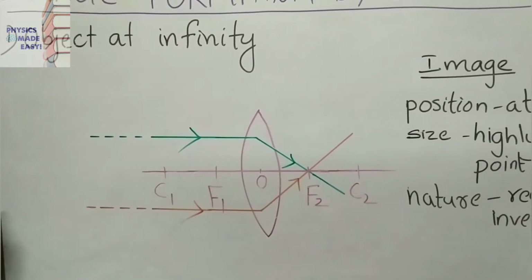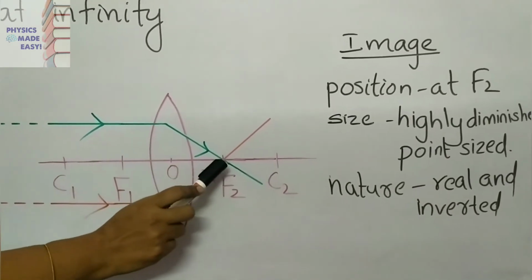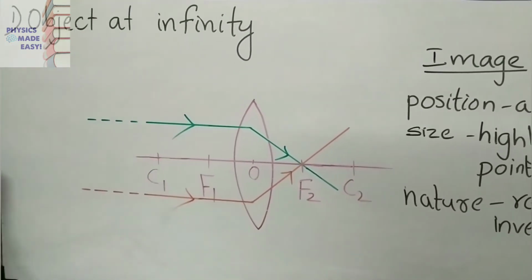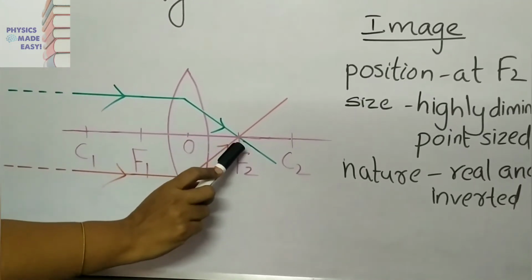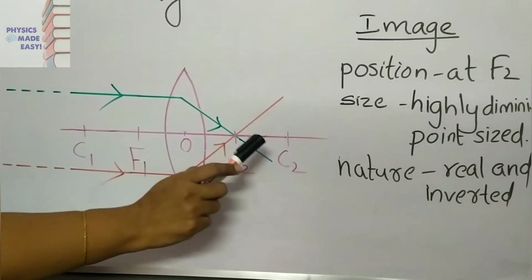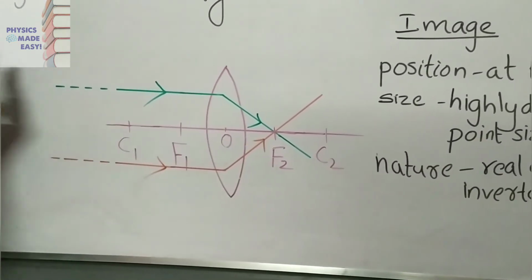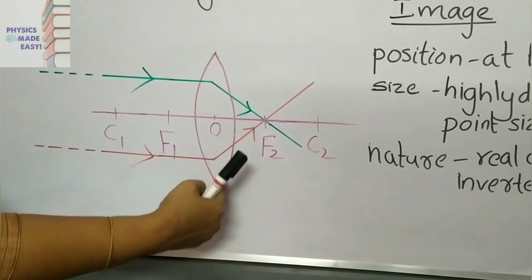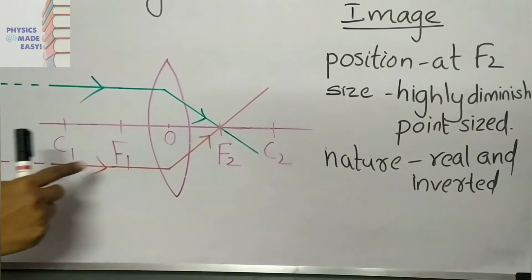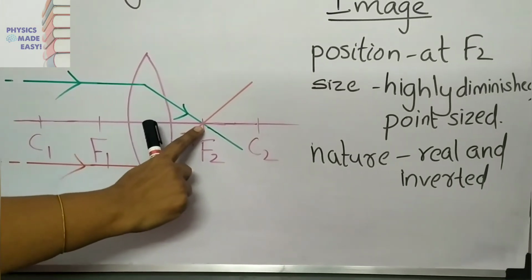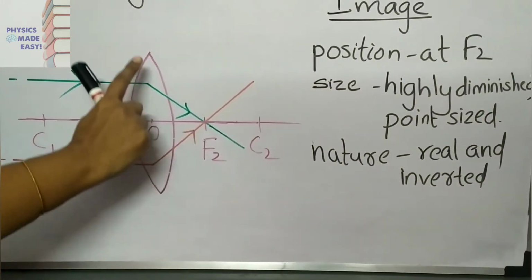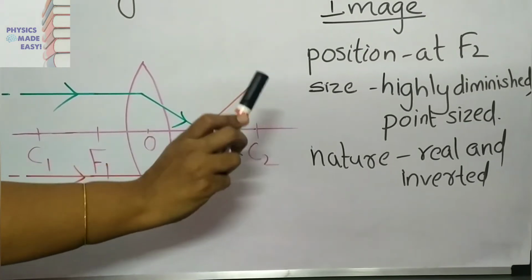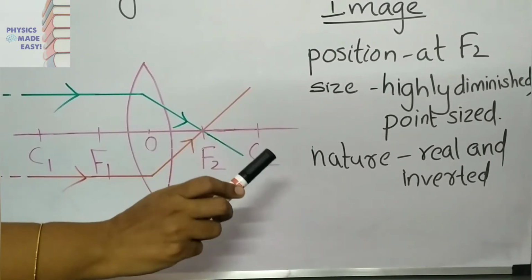So what is the position of that image? At F2. Position of that image is at F2. If you are considering object is at infinity, you will get that image at principal focus on the other side of the lens. Here you can see object we are considering at this side, left side. You are getting image at the other side of the lens. What about the size? You can see a point sized image. You know this principal focus of this convex lens, that is a point. So the size of the image is highly diminished or point size, both you can say there.